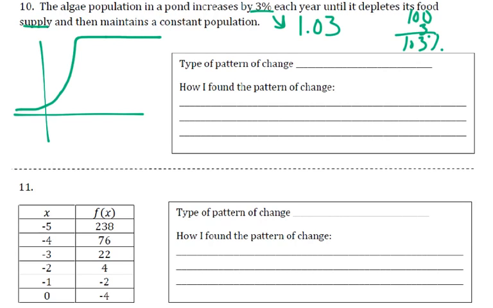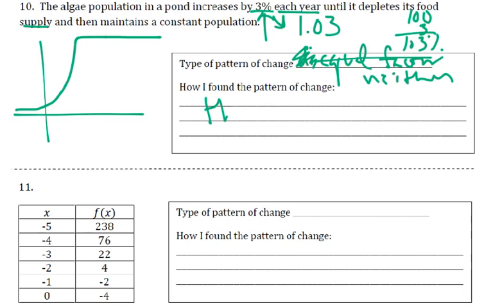So at the beginning, when we're still growing each year, equal interval, equal factor. So you could have said equal factors. However, and that would have worked. However, because it's going to maintain that population, we're going to have to call this one neither. Okay, how do we find the pattern? By thinking of the graph.